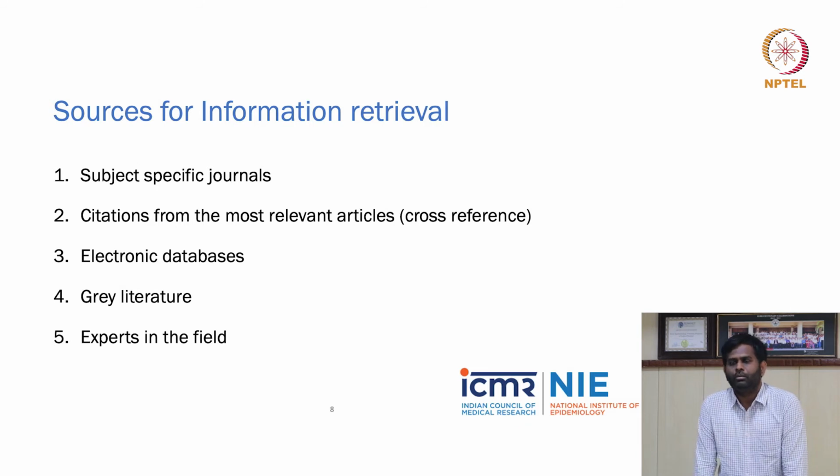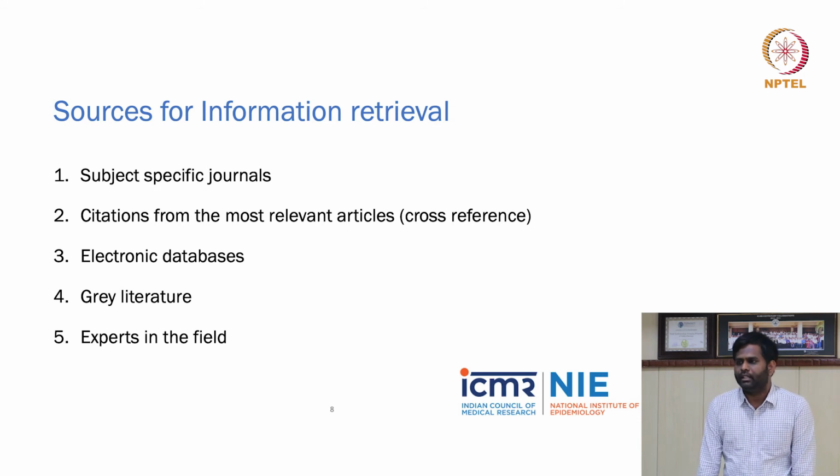Or the most commonly done thing is to search through an electronic database. Most of the journals and published literature are indexed and organized into electronic databases, and this will give you a comprehensive search rather than going to a specific journal website and searching for the content. Electronic databases are a collection of information from many sources, organized and indexed into an electronic database.